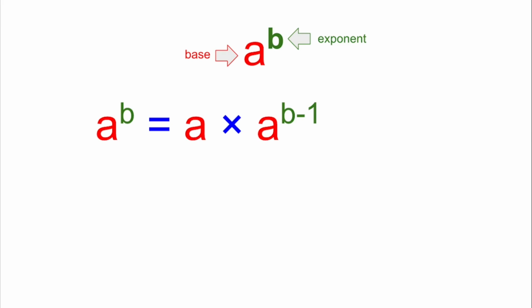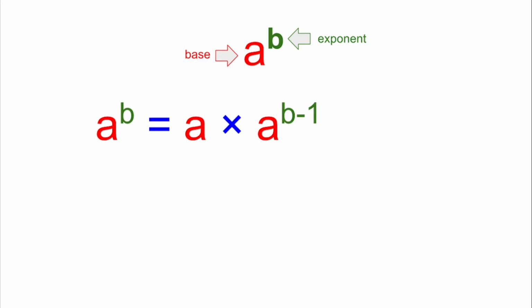Note that the second term, that is a to the power b minus 1, is in the form of base to the power of exponent, and this is ideal for a recursive approach as we are defining power in terms of power. The next thing which we must look for is the base condition or the exit condition.